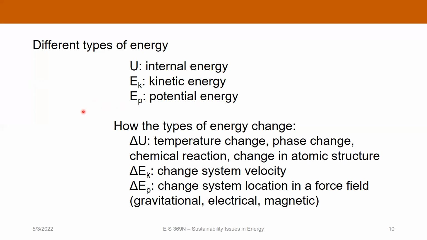Okay, now here's how we can change these different types of energy. We can change the internal energy by changing the temperature, by changing the phase, so the state of matter: solid, liquid, gas, plasma, Bose-Einstein condensate. We can do some kind of chemical reaction, or we can even change the atomic structure, so something like fusion or fission. Particle accelerators do this. For kinetic energy, obviously, we need to change the system velocity. And then for potential energy, like I just said, you're going to change its location in some kind of force field.